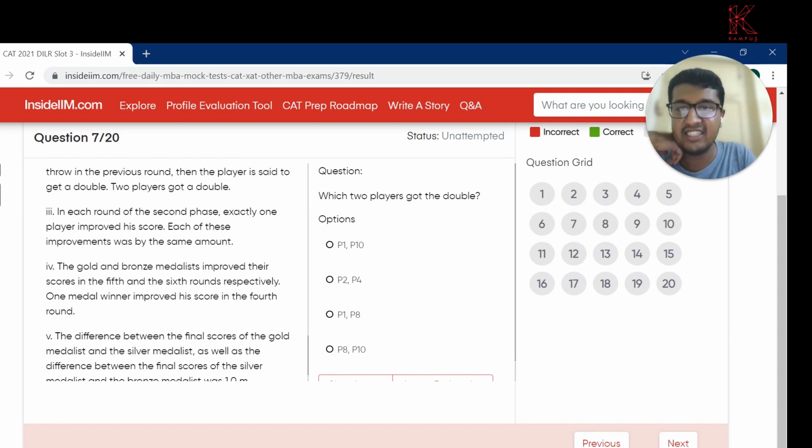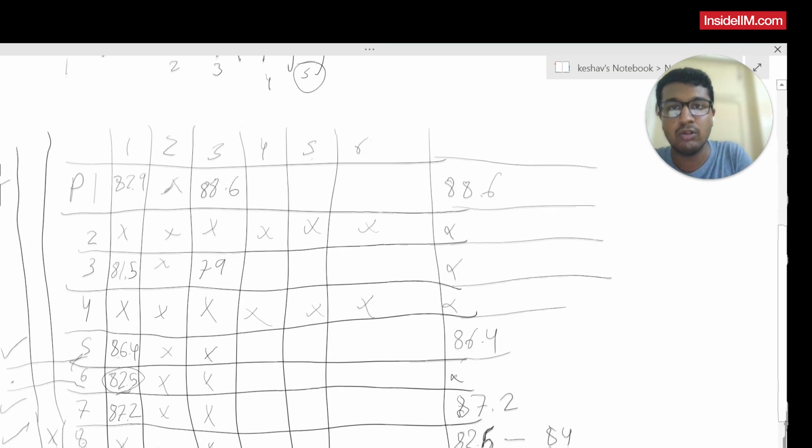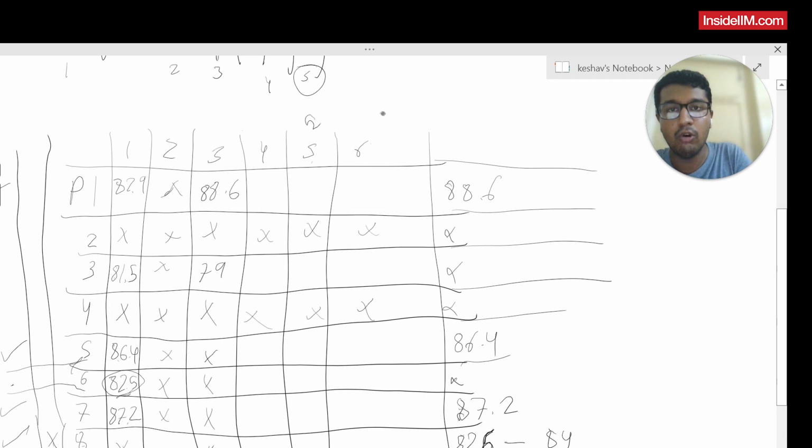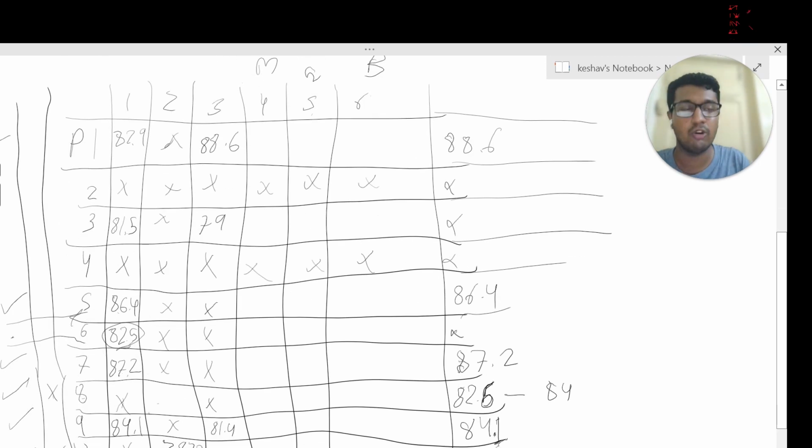Now, in the second phase, exactly one player improved his score. Each of these improvements was by the same amount. The gold and bronze medalists improved their scores in the 5th and 6th round respectively. One medal winner improved his score in the 4th round. So the gold medalist improved his score in the 5th round, the bronze medalist in the 6th round, and one of the medalists improved his score in the 4th round. That could have been the gold medalist or bronze medalist as well.